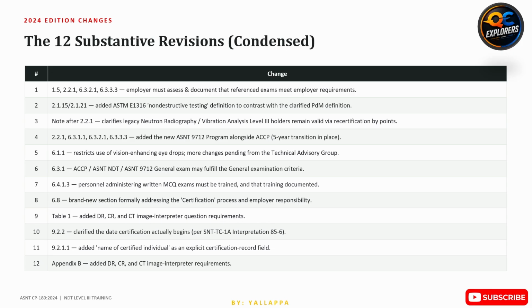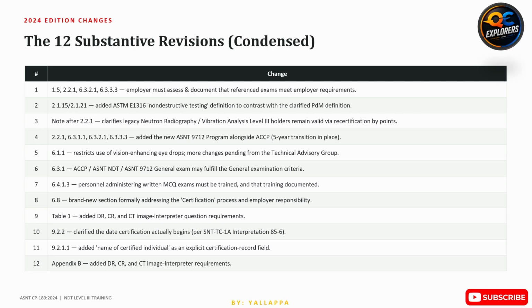Additional guidance may be issued later by the ASNT Technical Advisory Group. The sixth revision allows an ACCP ASNT NDT or ASNT 9712 general examination to satisfy the employer's general examination requirement, provided the applicable requirements are met. Revision 7 introduces a new requirement stating that personnel who administer written multiple-choice examinations must be trained and that training must be properly documented.